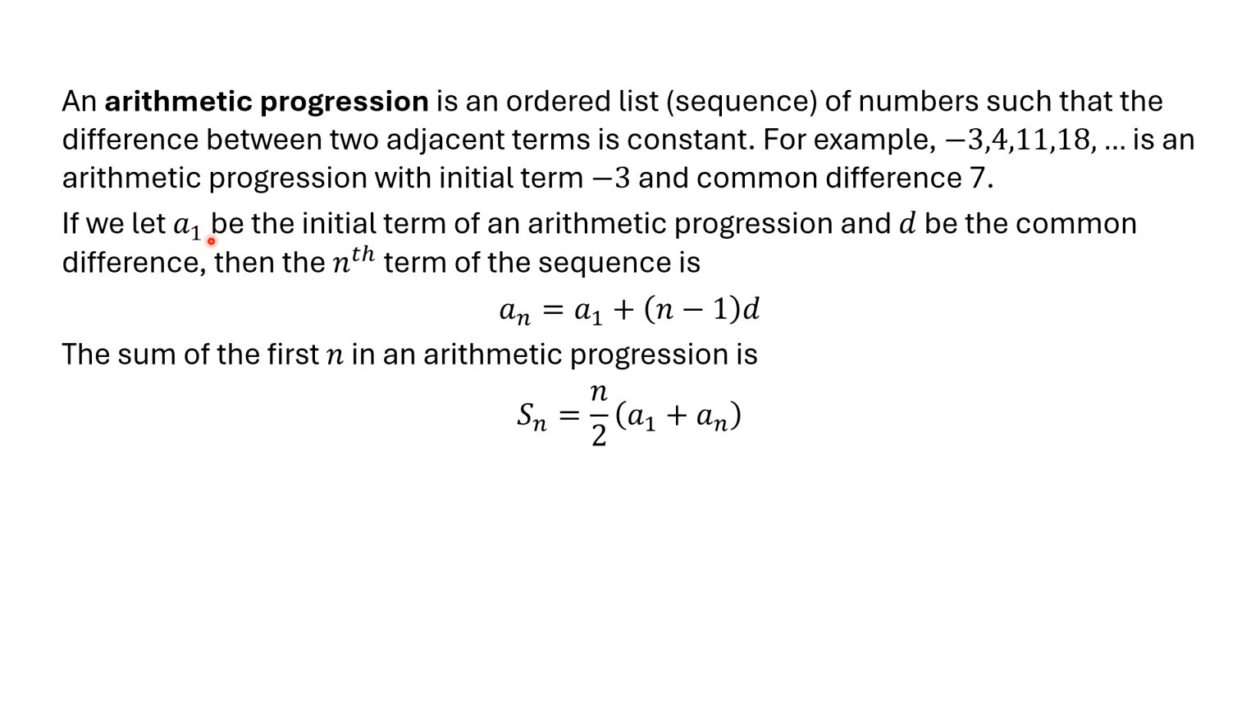If we let A1 be the initial term of an arithmetic progression and d be the common difference, then the nth term of the sequence is A1 plus n minus 1 times the difference. We also have a formula for the sum of the first n terms in an arithmetic progression, and that's given by this here. So you take the first term and the nth term, multiply by n and divide by 2, and that'll give you the sum.